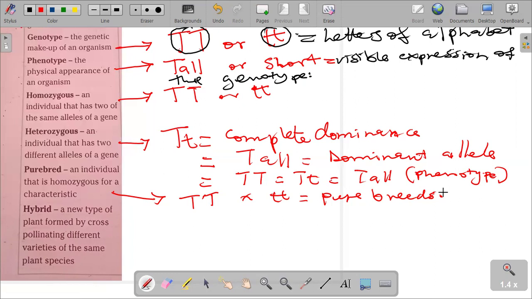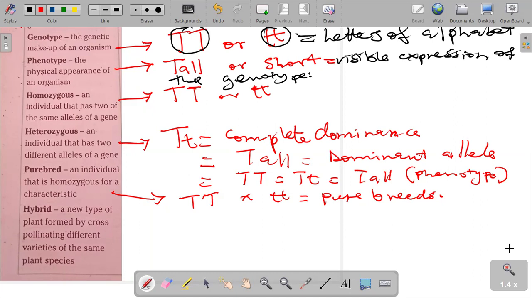And then last term, but not least, is hybrid, a new type of plant formed by cross-pollinating different varieties of the same plant. We are saying the plants are of the same type, but we cross-pollinate them, taking the different alleles of the different plants. Therefore, we cross them together. When we cross those together, they give us an individual that is what we call a hybrid.